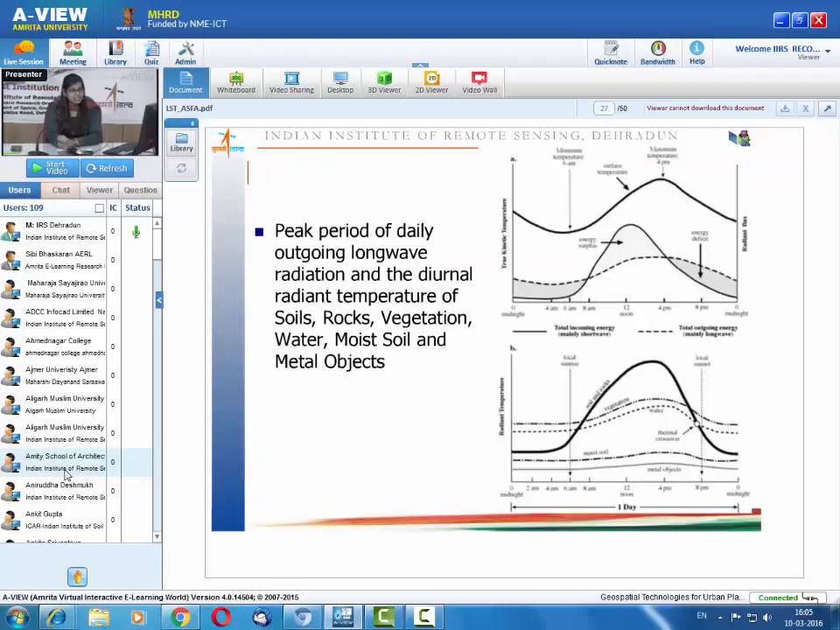So certain materials behave differently at different wavelengths. We have seen short wave and long wave radiation. Short wave means what? Till 4 micrometer. So in the initial part of the day, the short wave radiation works and it is going to absorb the radiation, and the long wave radiation after 4 micrometer is going to work. So all the materials on the earth are going to absorb and retain the heat.